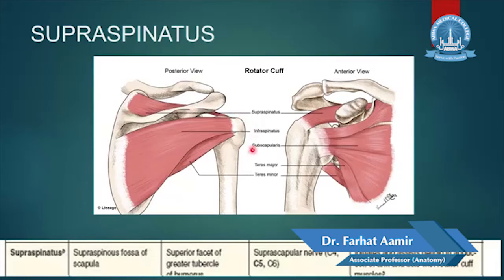Can you see here? This is the greater tubercle of the humerus. There are 3 muscles which are attached to the greater tubercle. One is attached to the superior facet, the second one to the middle facet, and the third one to the inferior facet. Okay, so this supraspinatus is attached to the superior facet of the greater tubercle of the humerus. It is supplied by the suprascapular nerve, which has the root value C4, C5 and C6.